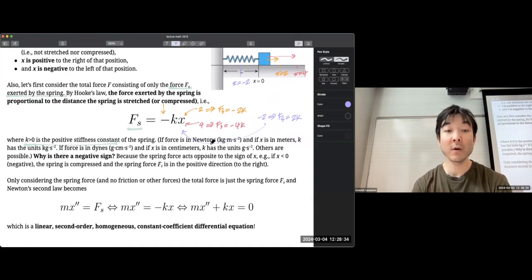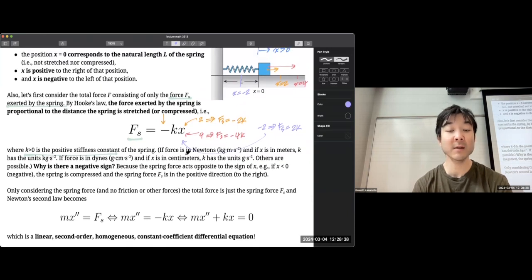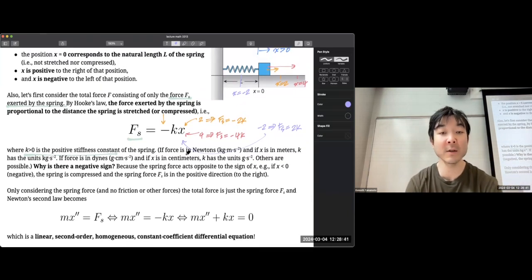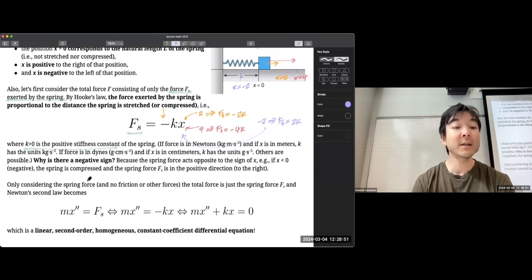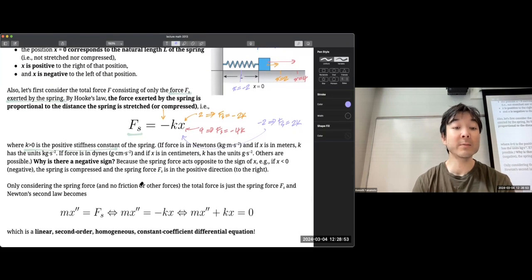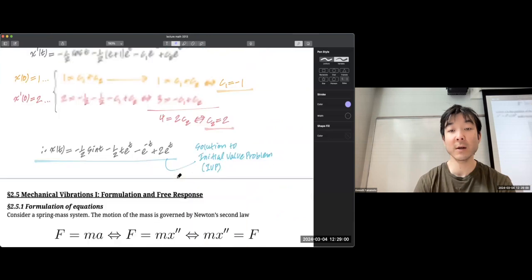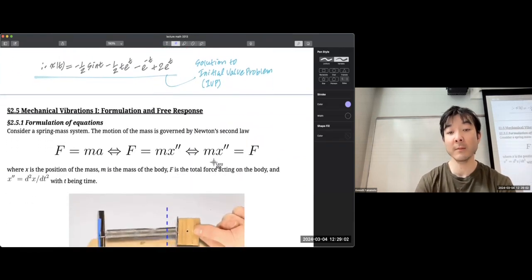There are different conventions for what k is. Basically it's supposed to make sure the units work properly. So if the force is in newtons and x is in meters, then k will have units of kilograms per second squared. Sometimes they use dynes, and that's fine. So if we only consider the spring force, no other forces, no friction or anything, the total force, right? Let's go back up to this equation up here, mx double prime equals F.